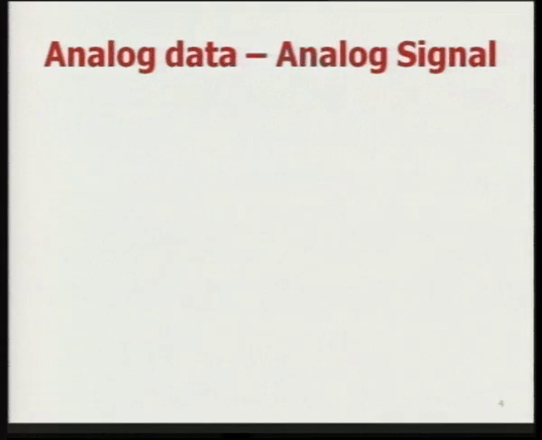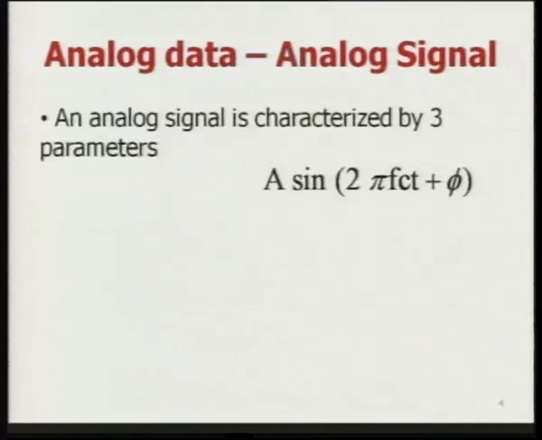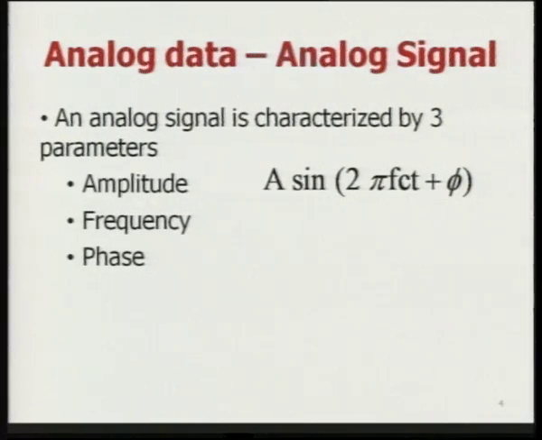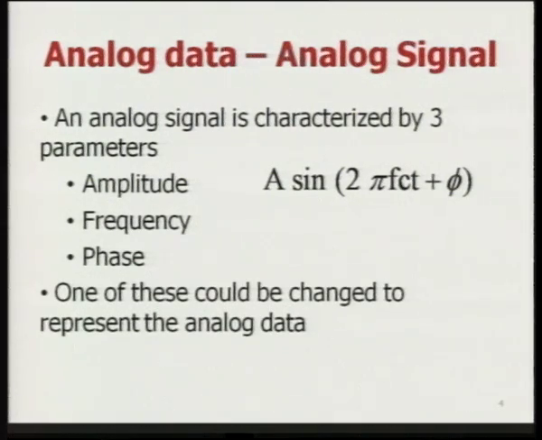If you look at analog data being transformed to an analog signal, let us look at what actually is to be done. Any analog signal is characterized by 3 parameters. If you take a signal like A sin(2 pi fc t + phi), you have the amplitude A, the frequency fc and the phase phi. One of these could be changed to represent the analog data. That is the idea that is used. Any of these 3 parameters could be used to represent the analog data. So let us look at how you are able to represent that.